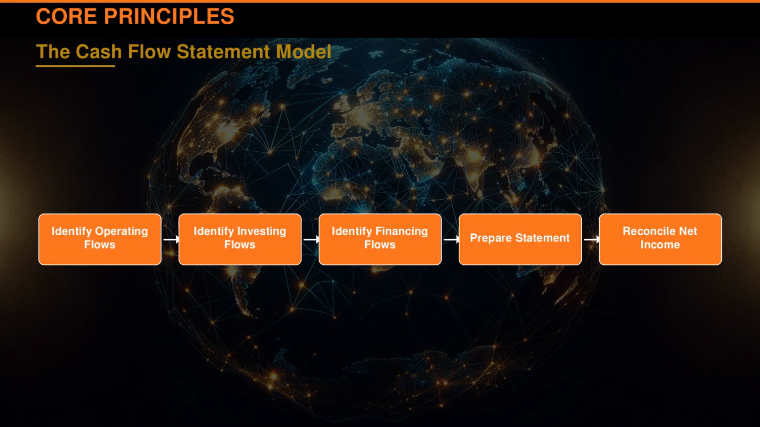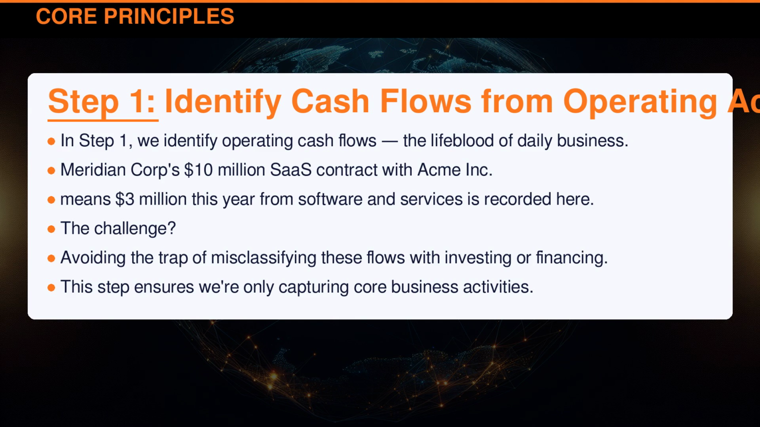The cash flow statement model captures a company's liquidity by detailing cash movements across operations, investments, and financing. For Meridian Corporation, we track their $10 million SaaS contract over 3 years, noting $8 million for software and $2 million for services. It's a real-world scenario where transparency is key. In Step 1, we identify operating cash flows, the lifeblood of daily business. Meridian Corporation's $10 million SaaS contract with Acme Incorporated means $3 million this year from software and services is recorded here.